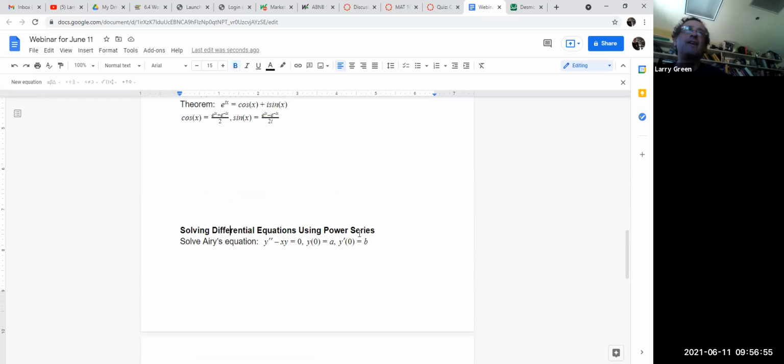And that is solving a differential equation. So I'm going to do it by example. Once you see an example, you kind of get what's going on. And the example is: solve Airy's equation, which is y'' - xy = 0, when y(0) = a and y'(0) = b. Okay, and I'm going to let you know there's no nice, easy way of doing this.